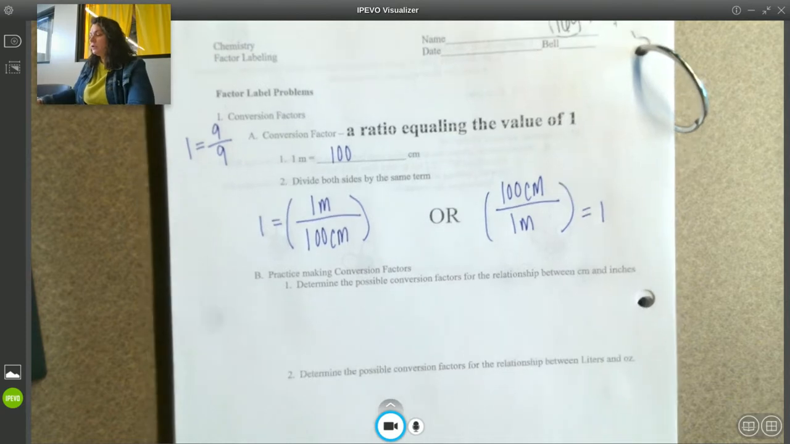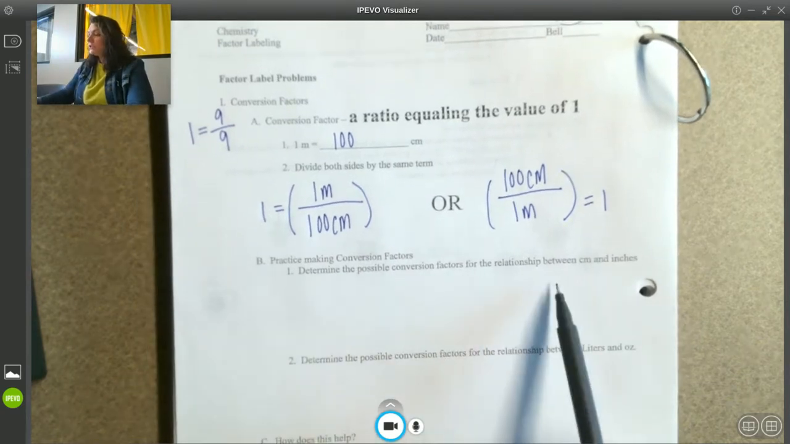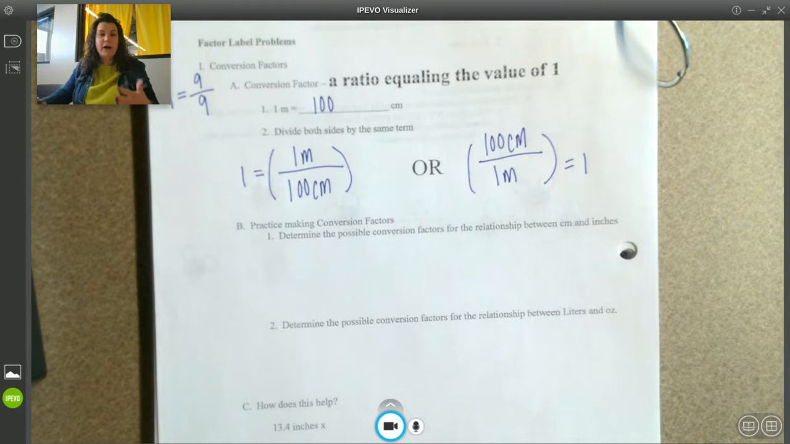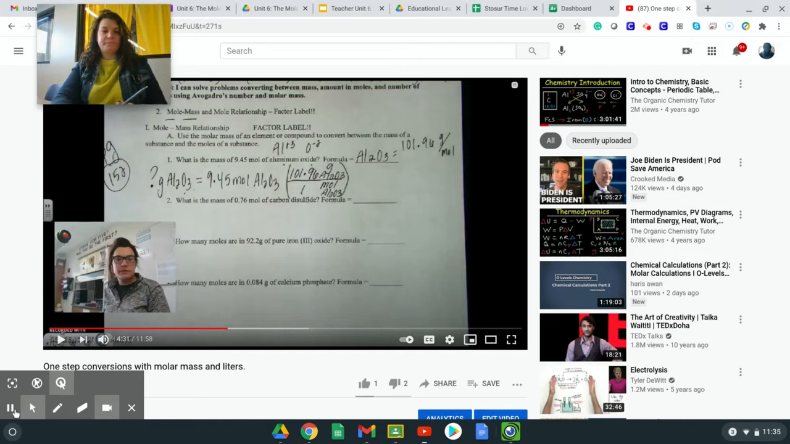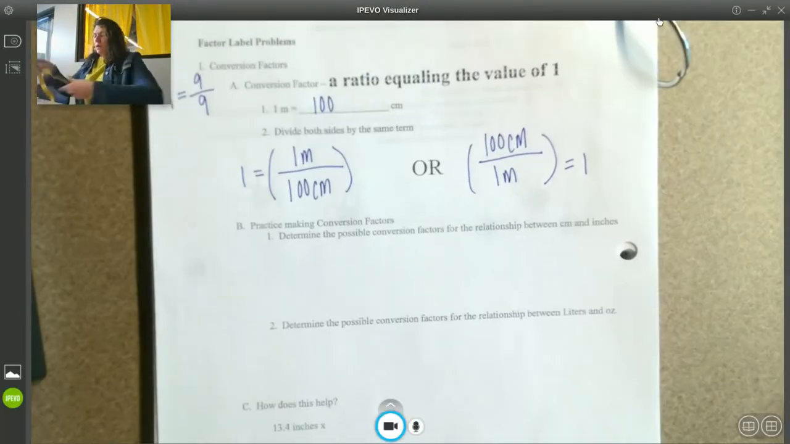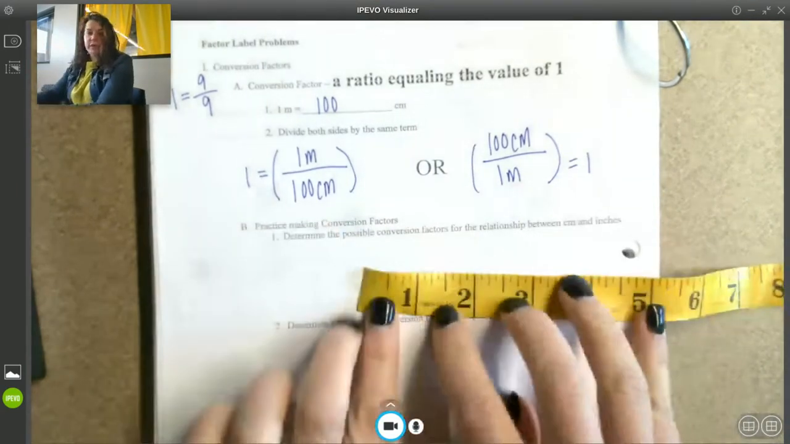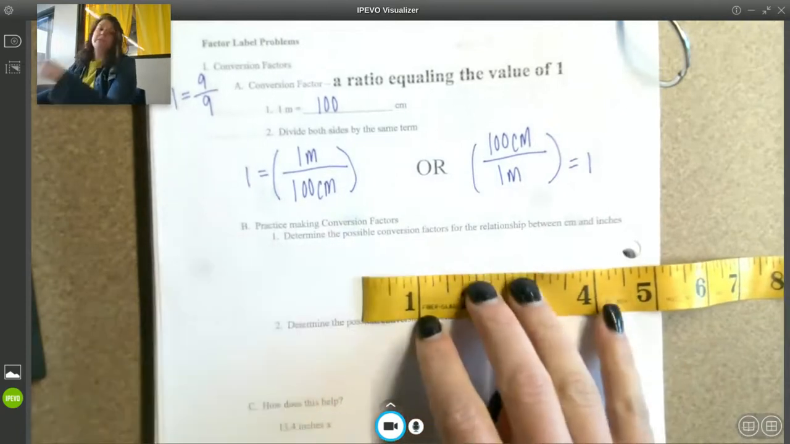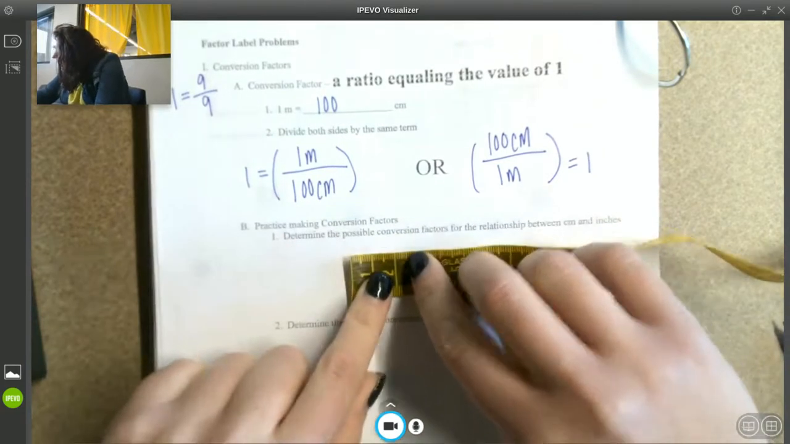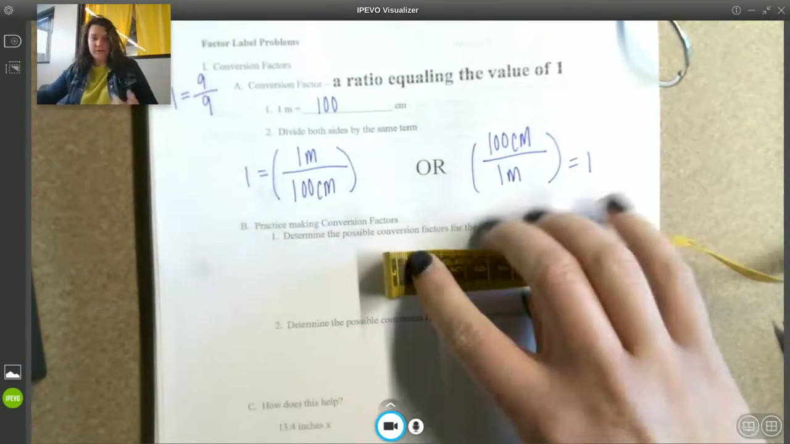So let's determine the possible conversion factors for the relationship between centimeters and inches. If I had a ruler in front of me, I could look at how many inches there are compared to a centimeter. In order to do that, I'm going to go grab a ruler. Okay, so this is a ruler. If we look here, this is 1 inch, right? And I have centimeters on the other side. If I flip this over, keeping my finger here, it's telling me I'm at about 2.5 centimeters, okay?